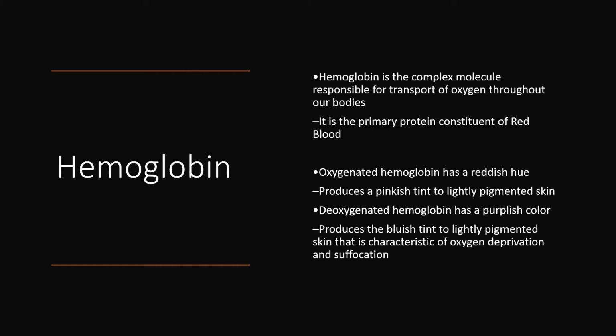It produces a bluish tint in the skin, which can range from lightly pigmented skin, and which is characteristic of oxygen deprivation and suffocation. You must have seen this light bluish tint when the organs get deoxygenated. When an animal is dead, the organs are no longer oxygenated, and you must have seen them slowly develop a bluish tint on their skins.